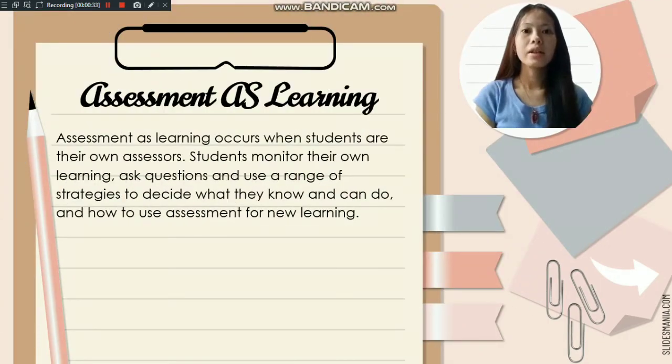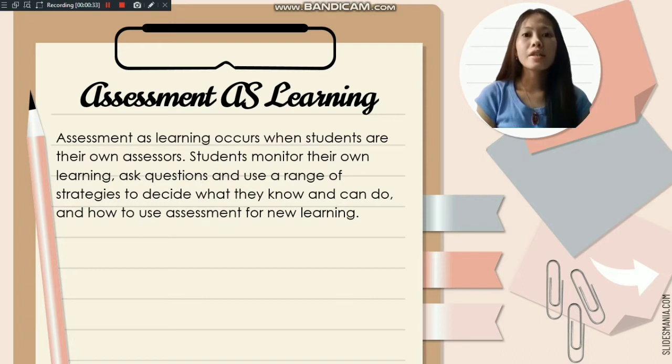Assessment as learning occurs when students are their own assessors. Students monitor their own learning, ask questions, and use a range of strategies to decide what they know and can do. It is also how to use assessment for new learning. So the role of assessment as learning is where a learner takes responsibility for their own learning, asks questions about their learning and the learning process, and explores how to improve.